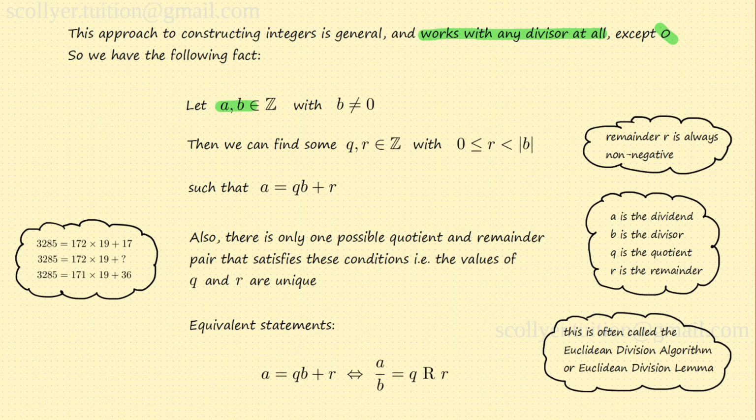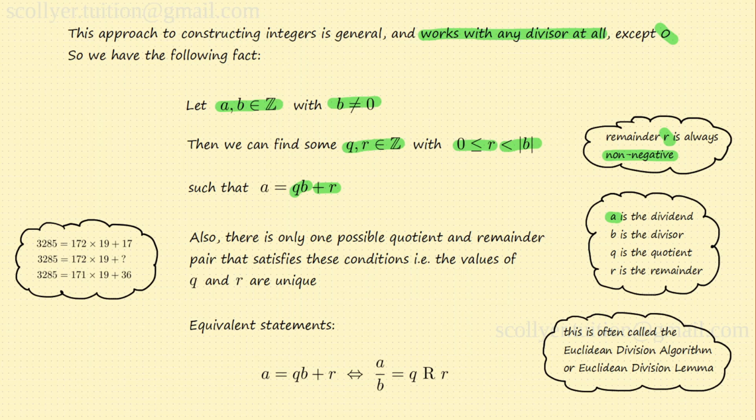Let a and b be integers in Z, with b not equal to 0. So we are going to use b as our divisor, and a will be our dividend, the number we want to construct. Then we can construct a as q times b plus r, where q and r are appropriate integers in Z, with the restriction that r be non-negative and strictly less than the modulus of b, the size of b, which ensures that r is non-negative.